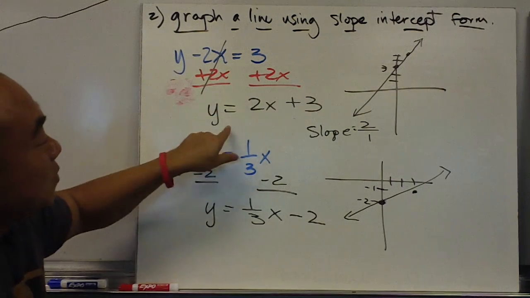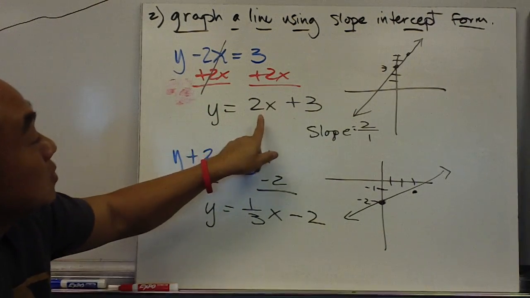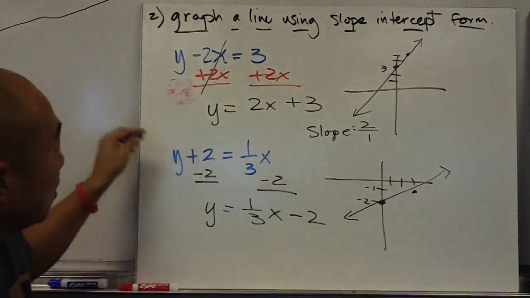But remember, you have to put it into this format where it's y, slope times x, plus something. Okay? Or subtract something.